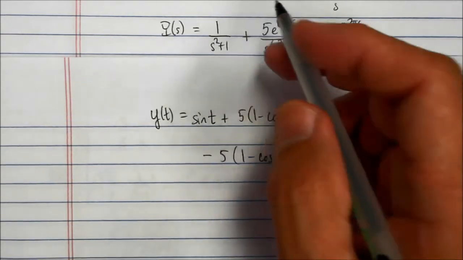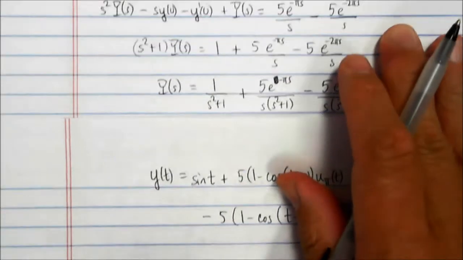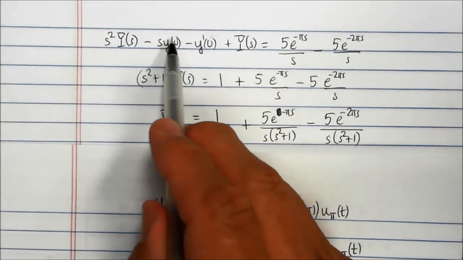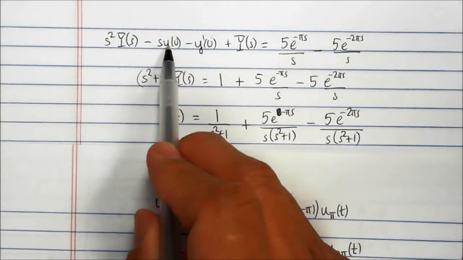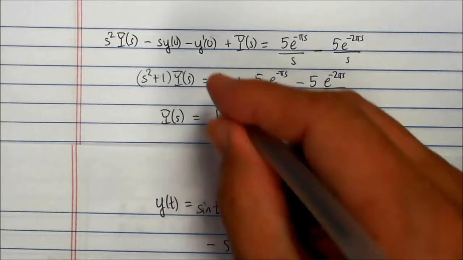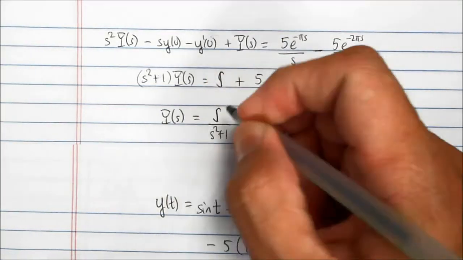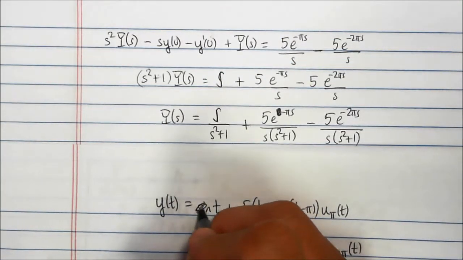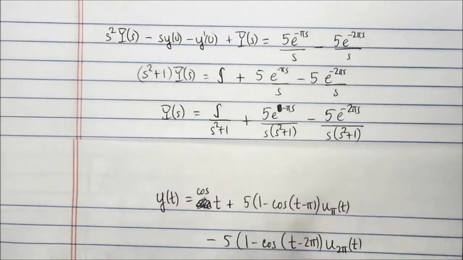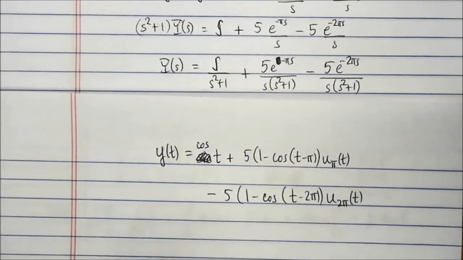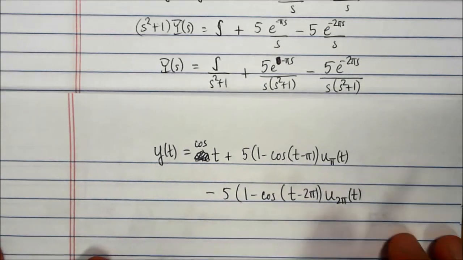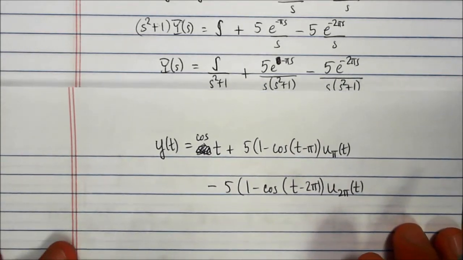I'm sorry, I made a dumb mistake here at the top. Y of 0 in the problem was given to be equal to 1, so this should have been an s here. I apologize. So that's an s, and so this becomes a cosine. I apologize about that. Okay, so that is our final answer.